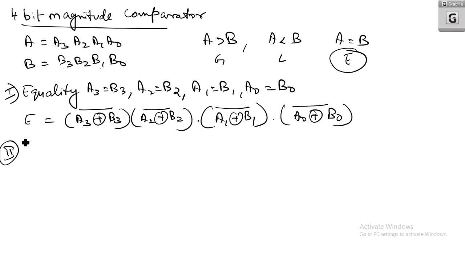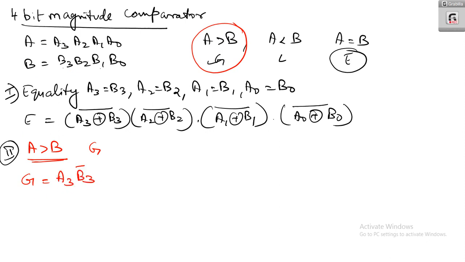Now second case, I am going for greater than. For greater than case, I have four conditions, when A is greater than B, that is the case G. So what is therefore G? For G, the condition we can have is A3 should be 1 and B3 should be 0. In that case, obviously you will get it greater than.